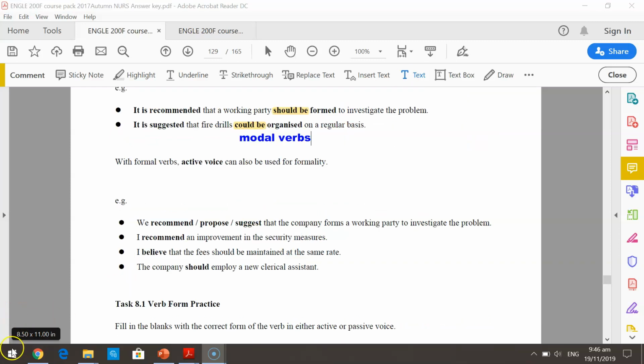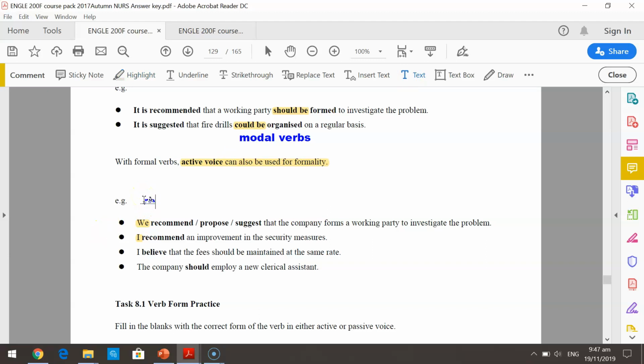Well, you could also use the active voice for formality. Take a look at these examples that start with a subject like we or I. You could make sentences like these: we recommend, propose, suggest that the company forms a working party. I recommend something. I believe that something should be done, and the company should do something. So please notice the sentence structures in these sentences.